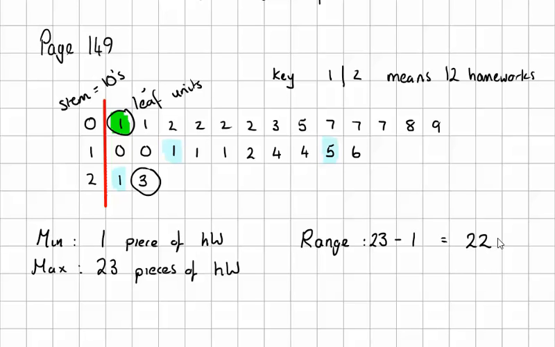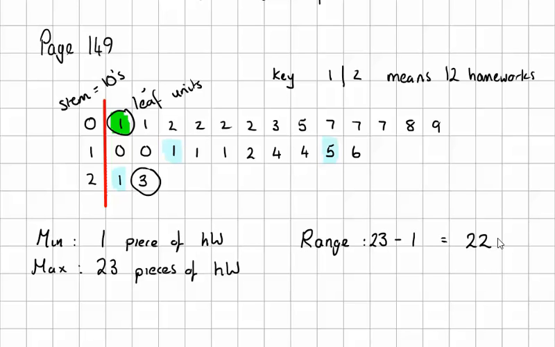Now, again, the question is, why do I worry about the range? Well, it's nice to know the range because it tells you how spread out your data is, the difference between the lowest and the highest. Is it a big spread or a small spread? With homework, you would hope to have quite a small range, wouldn't you? You'd hope that everyone had roughly the same amount of homework. But we've got a range of 22 pieces of homework. If I was analysing the data, I'd say that's not very good. We're doing something wrong.